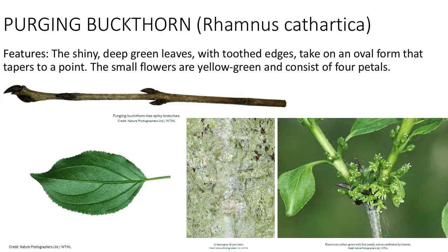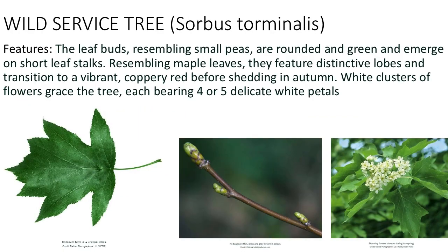Let's move on to the next species, which is the wild service tree. So the key features of the wild service tree are that the leaf buds, which you can see in the middle picture, sort of resemble small peas because they're rounded and green, and they emerge on these short leaf stalks. The leaves can resemble maple leaves, and they feature distinctive lobes, and the leaves transition to a vibrant coppery red before they shed in autumn.